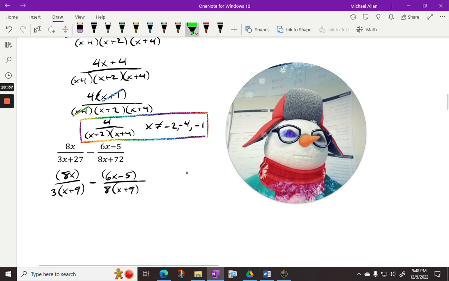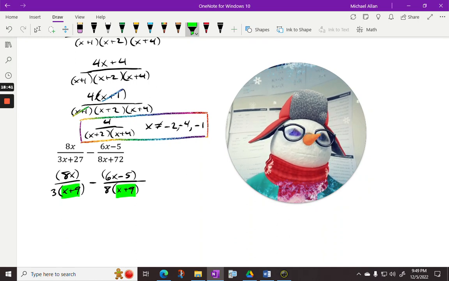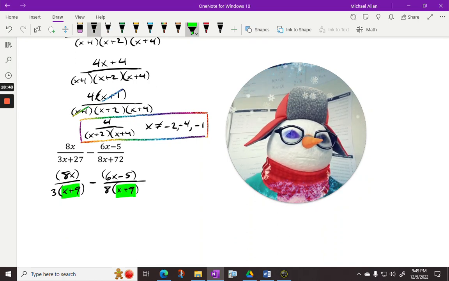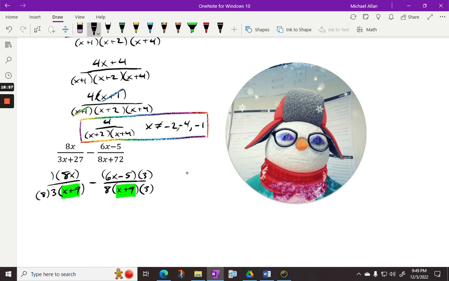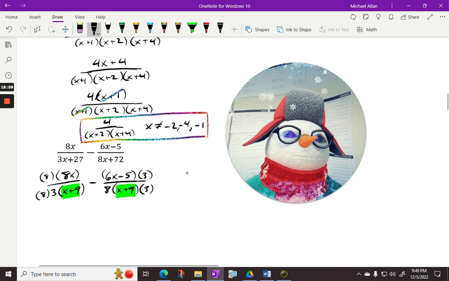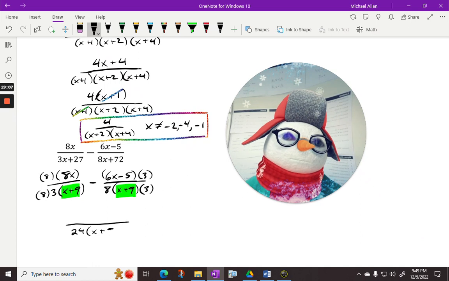Okay. So right now I have a common denominator, x plus 9. They both have an x plus 9 in common. So the only thing I need to do is add in what's not in common. There's an 8 here, there's a 3. So I want a 3 on this one, so I'll put a 3 over here. And over here, I want an 8 on this one, so I'll times the top and bottom by 8. That gives me a 24 on the bottom for both sides. So I'll have a 24(x plus 9).